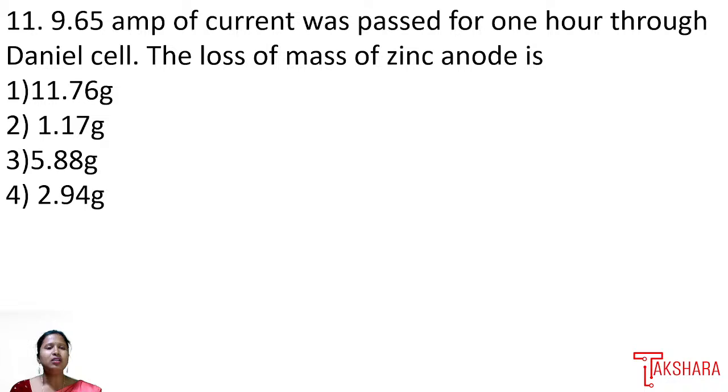Next question. 9.65 ampere of current was passed for 1 hour through a Daniell cell. The loss of mass of zinc anode is.